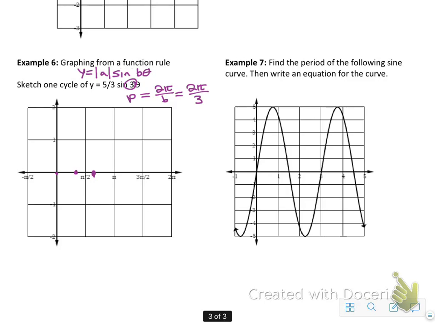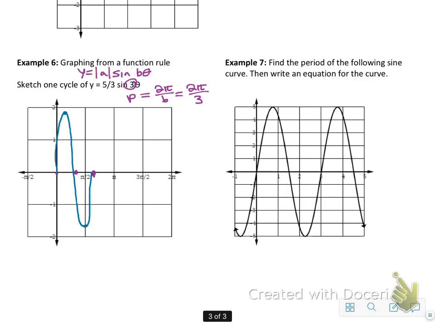We said that the highest point is 5 over 3, which is a little less than 2. So let's call it right there. And then negative of that, maybe somewhere right here. And we draw the curve. So don't judge my drawings. Make sure it's curvy. Bam. There's our graph. All right, one more.